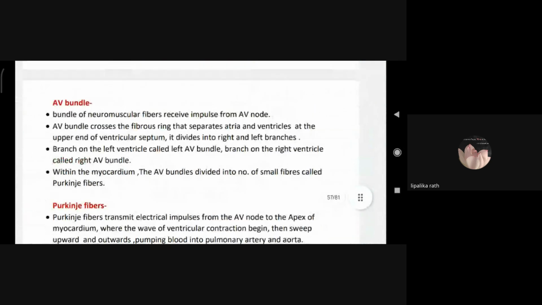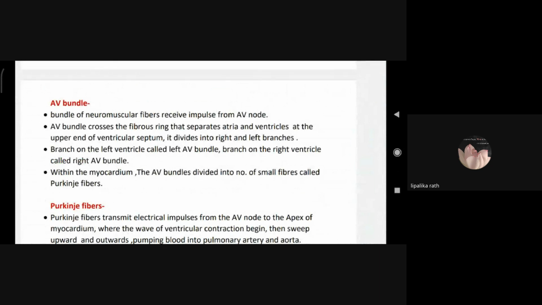So we will learn about AV bundle or bundle of His. Bundle of neuromuscular fibers received impulse from AV node. AV bundle crosses the fibrous ring that separates atria and ventricles at the upper end of ventricular septum. It divides into right and left branches. Branches on left ventricle called left AV bundle. Branches on right ventricle called right AV bundle. Within the myocardium, AV bundle divides into a number of small fibers called Purkinje fibers.